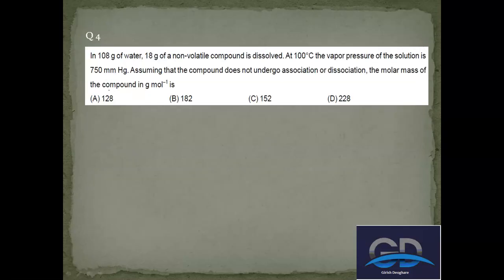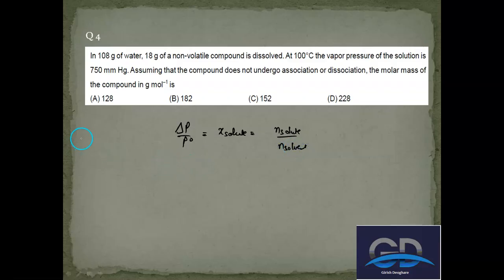Right? Then question number 4. In 108 grams of water, 18 gram of non-volatile compound is dissolved. At 100 degrees centigrade, the vapor pressure of the solution is 750 mm Hg. Assuming the compound does not undergo association or dissociation, the molar mass of the compound is. So we know over here that this is based on relative lowering of vapor pressure. Delta P upon P naught will be proportional to the mole fraction of solute, right? And if it is a very dilute solution, we can say it is the number of moles of solute upon the number of moles of solvent, right?